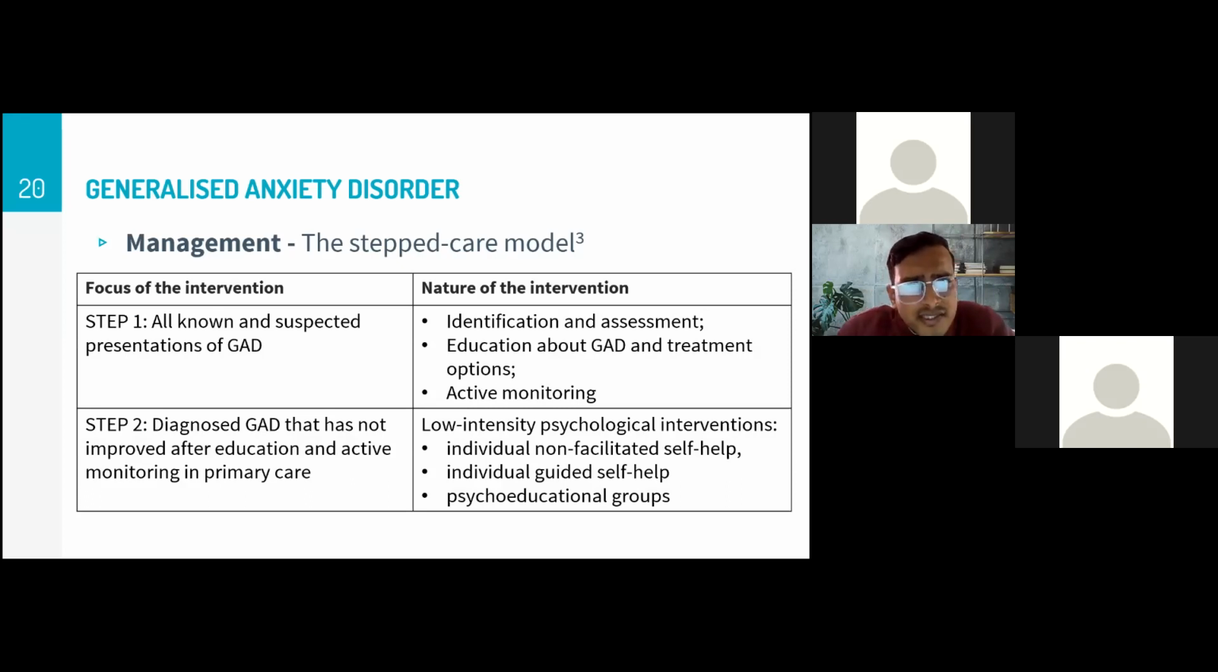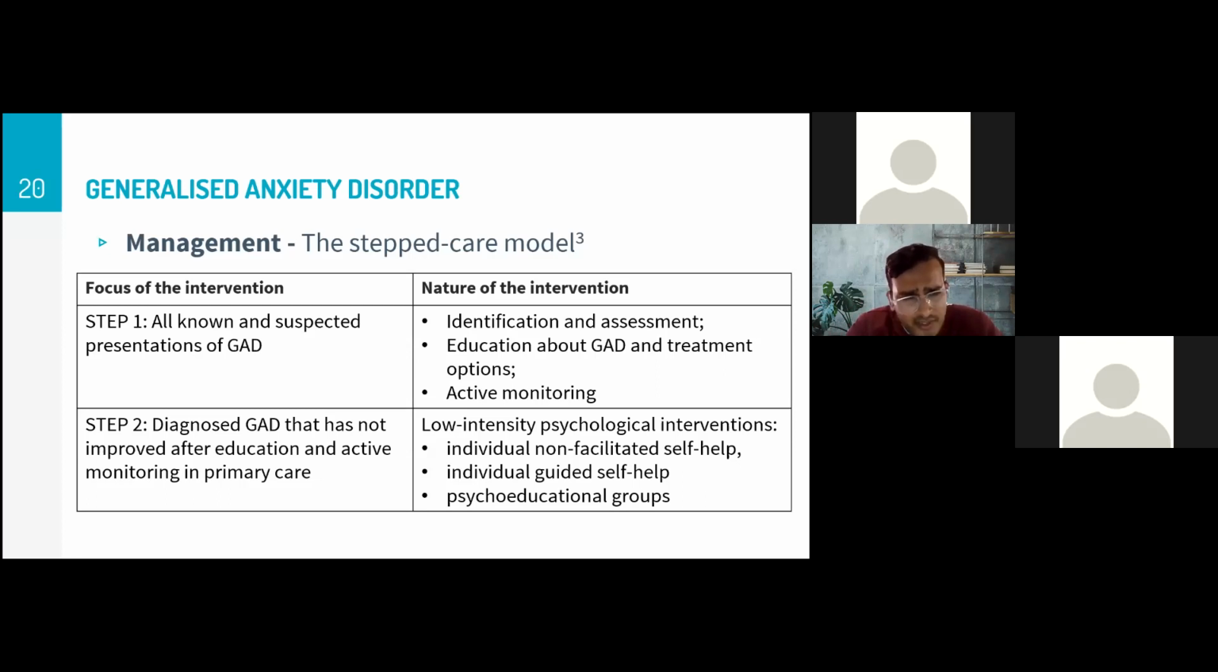So management of generalized anxiety disorder is also given in a stepwise care model. This is from the NICE guidelines. Step 1 is for all known or suspected presentations of generalized anxiety disorder. In this, the first thing we do is identify and communicate the diagnosis of generalized anxiety disorder as early as possible, give treatment options to patients, and educate them about GAD, with active monitoring. This, in many cases, will improve less severe presentations and avoid the need for further interventions in future.